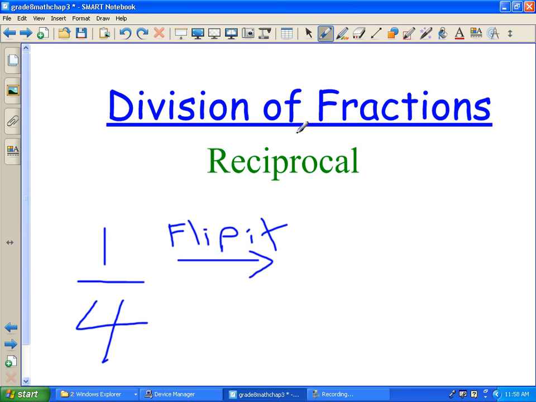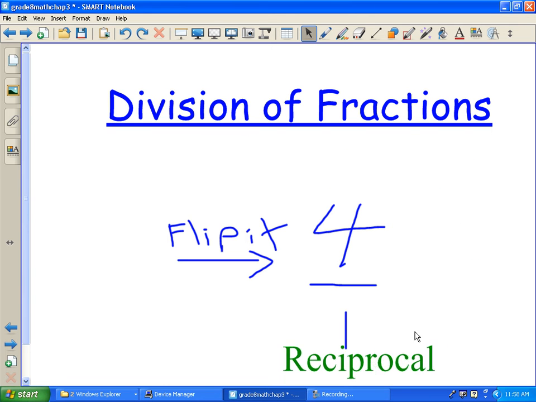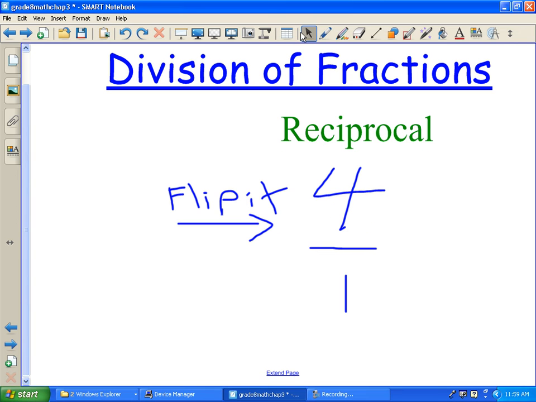Now, division of fractions is really no harder than multiplication of fractions. In fact, the hardest part is flipping it over, and then it's just like a multiplication problem. So if I were to take 1/4 and say I wanted to divide by it, I would have to find the reciprocal. So I'm going to flip it. In other words, put the bottom on the top and put the top on the bottom. That is called the reciprocal. Okay? So when you flip a fraction, it's called the reciprocal. It's the opposite. So really, dividing by a fraction is really multiplying by a fraction that's flipped over.